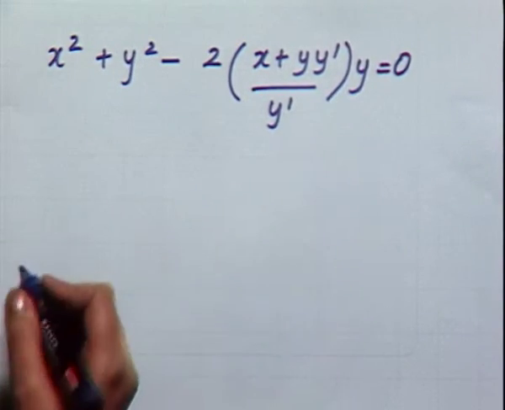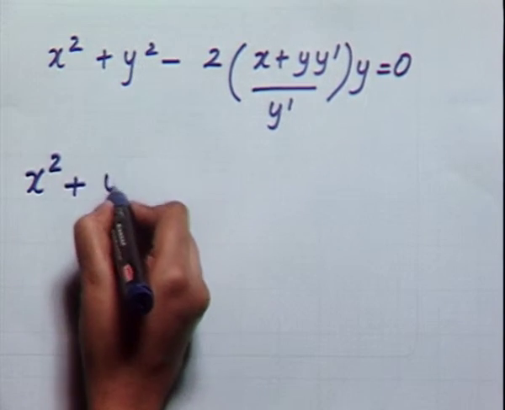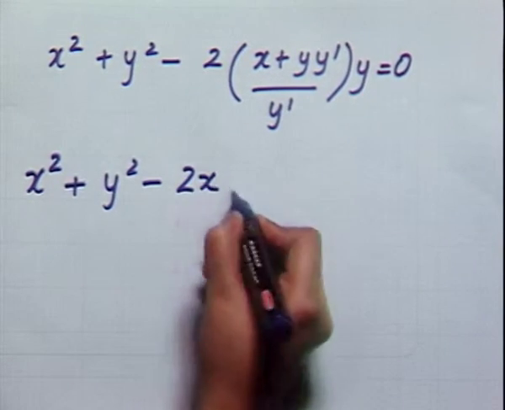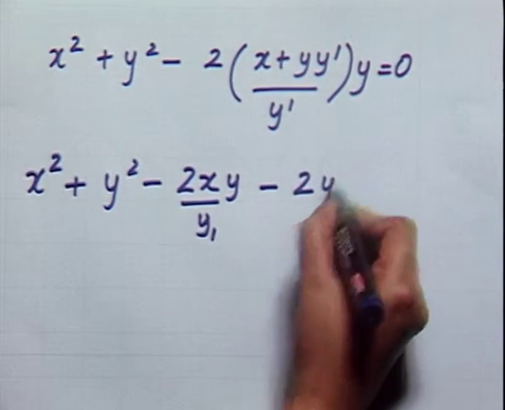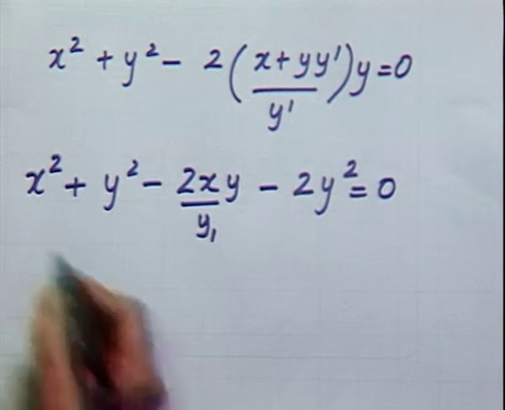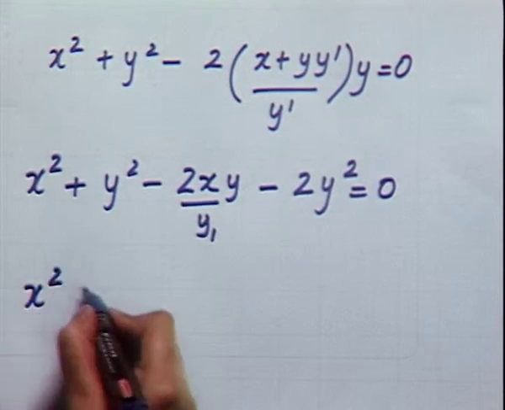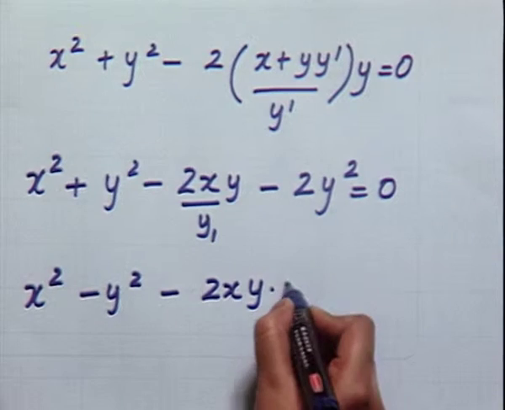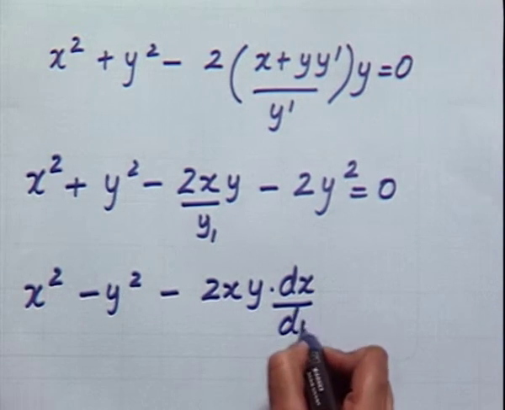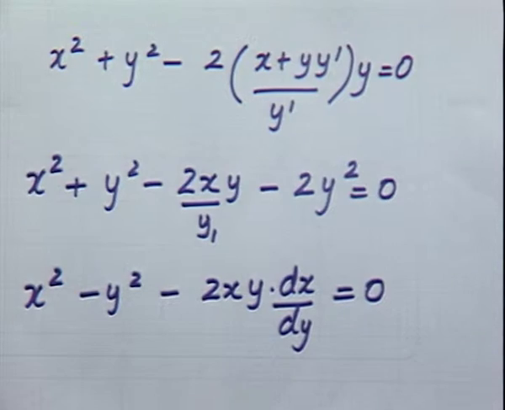You can further simplify it down and write it as x square plus y square minus 2x by y dash times y minus 2y square equal to 0. It can be further simplified as x square minus y square minus 2xy dx by dy equal to 0. And this is what we have as the differential equation representing the family of circles whose center lies on the y-axis and the circle passes through the origin.